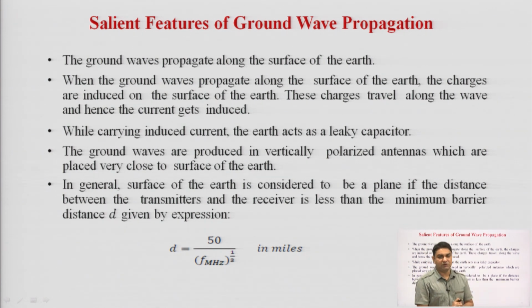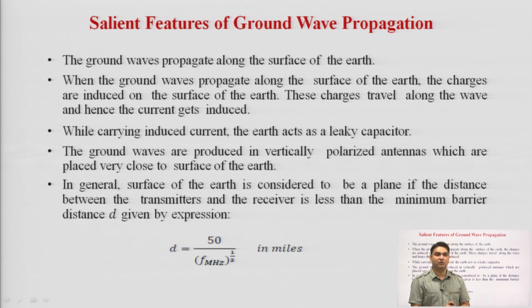Obviously, the most important limitation or factor of ground wave propagation is the ground loss. So, simply, the ground wave propagates along the surface of the earth. When the ground wave propagates along the surface of the earth, charges are induced on the surface of the earth, and these charges travel along with the wave, and hence the current gets reduced, and this induced current is reflected in the form of ground wave losses.